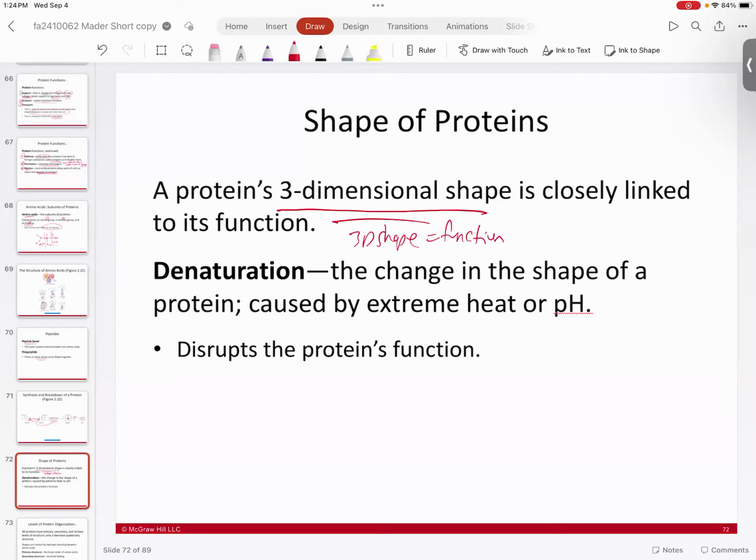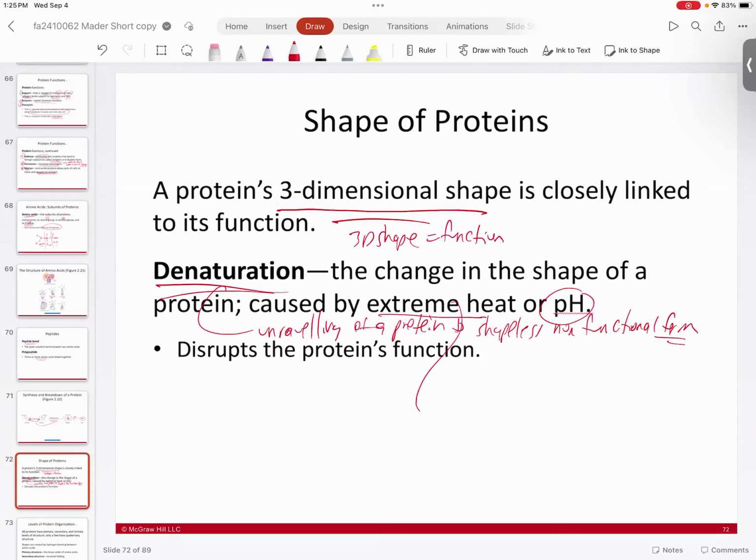So one of the ways that you can destroy that shape is through a process called denaturation. Now, denaturation itself is essentially the unraveling of a protein to a shapeless, non-functional form. So you can do this in one of 2 ways. First of all, you can use extreme heat. Or you can use pH, right?